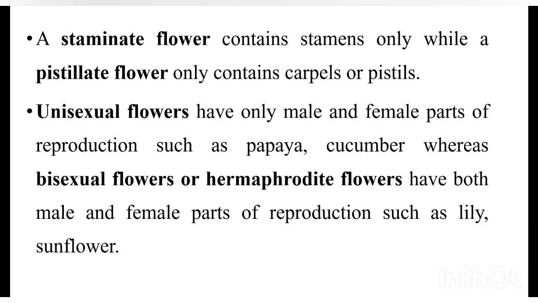Then what is staminate and what is pistillate flower? Staminate flower contains only stamens and pistillate flower contains only carpel or pistil. What is unisexual flower? Unisexual flower means it has only male or female part. And bisexual or hermaphrodite flower contains both male and female reproductive parts. So it is all about the parts of a flower.